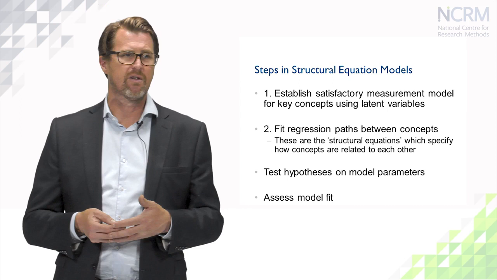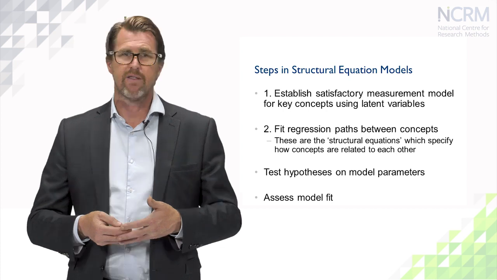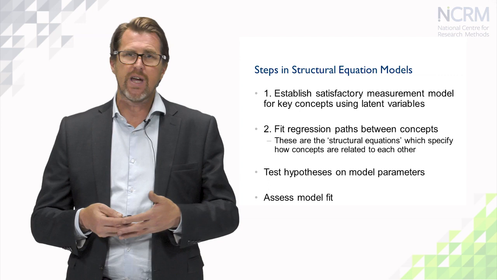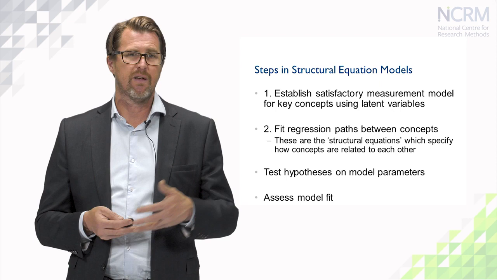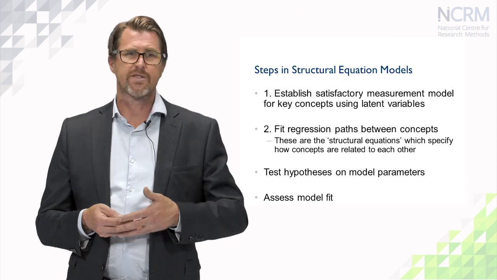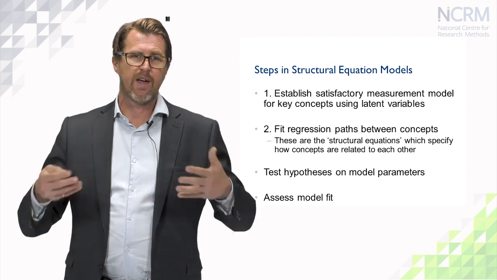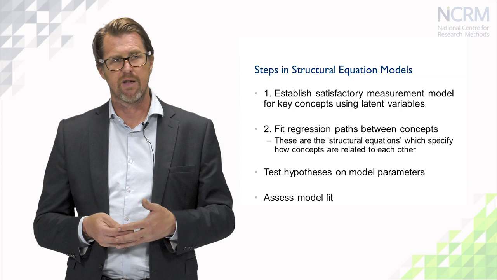So we are going to fit regression paths between the measured concepts, and then we will estimate the parameters of the model. This will yield beta weights for the regression equations in the normal way that we would get in an OLS regression, for example. And we would test hypotheses about the direction and magnitude and significance of those model parameters, which would be suggested by our theory. And then the last step would be to assess the fit of the model. If we have a well-fitting model, then we can be confident that our estimates of the model parameters are consistent and unbiased.